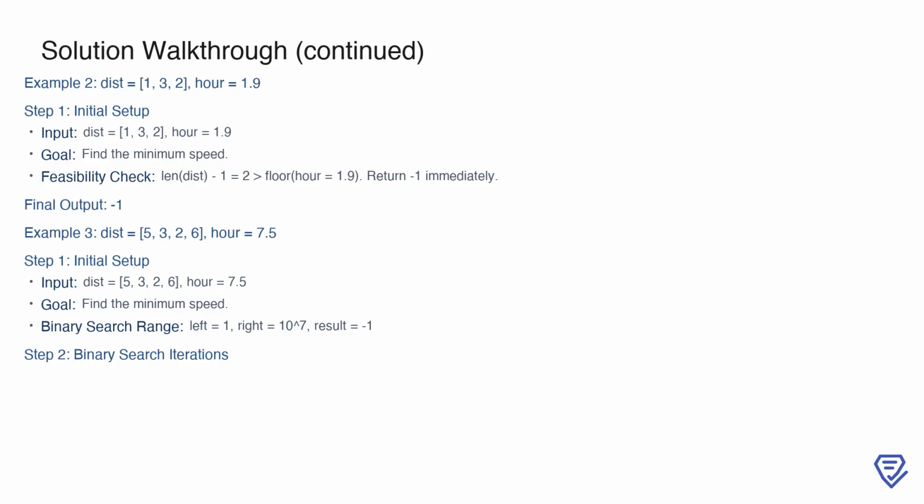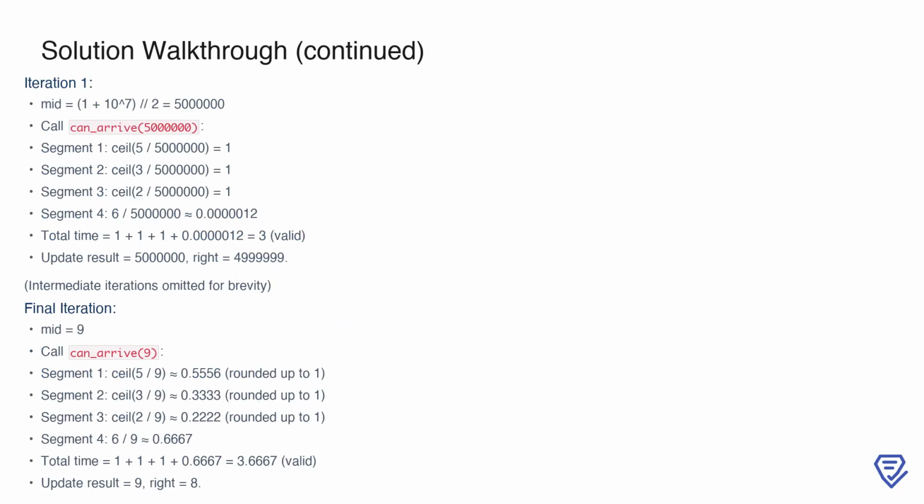Moving on to another example with distances 5, 3, 2, 6, and an hour limit of 7.5, we again initialize the binary search range with left at 1, right at 10 to the power of 7, and result at -1. In the first iteration of the binary search for this example, we calculate the midpoint speed as 5 million and check its validity using the can_arrive function.